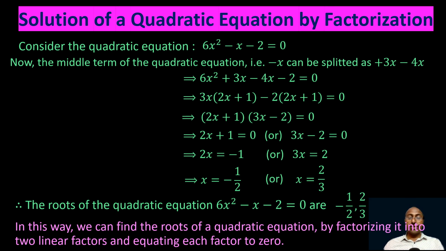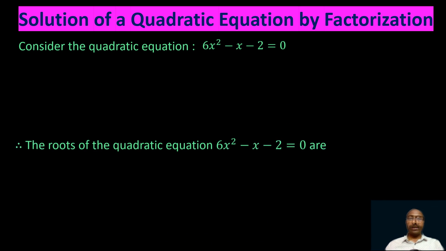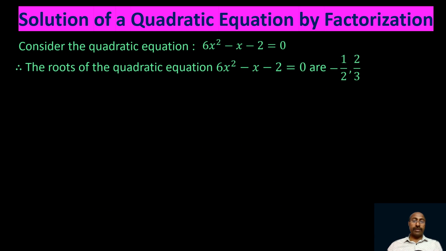Okay, students. So let us check whether these two values are roots or not by substituting these values in the equation. Now let us check whether the values we got, that is minus 1 by 2 and 2 by 3, are the roots of this equation or not. That is, whether these values will satisfy the equation 6x square minus x minus 2 equal to 0 or not.